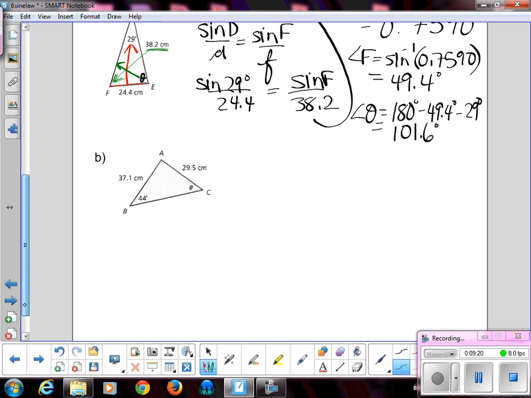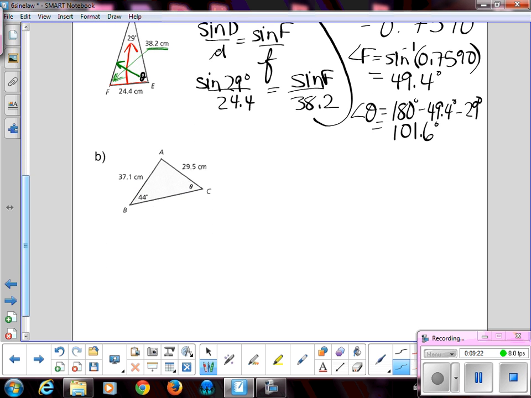Now let's look at part B. Again, I'm asked to find theta, find an angle. The reason I can use the sine law is because I know 44 degrees and across from it is 29.5 centimeters. So again, I'm going to write down my formula. This time my triangle has A's and B's. I'm only interested in B and C, so I'm not even going to write down the A form of it. So what I'm going to do is write the formula the opposite way, just so you can see that it works either way.